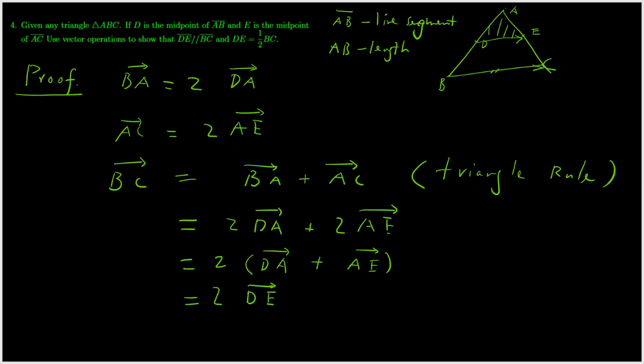Using this, we can see the line segment DE is parallel. That's the standard notation for parallel. The line segment DE is parallel to the line segment BC. Okay. And if you want to compare the length, DE is half of the length of BC. We see two things using one vector equation. That's how we prove things.